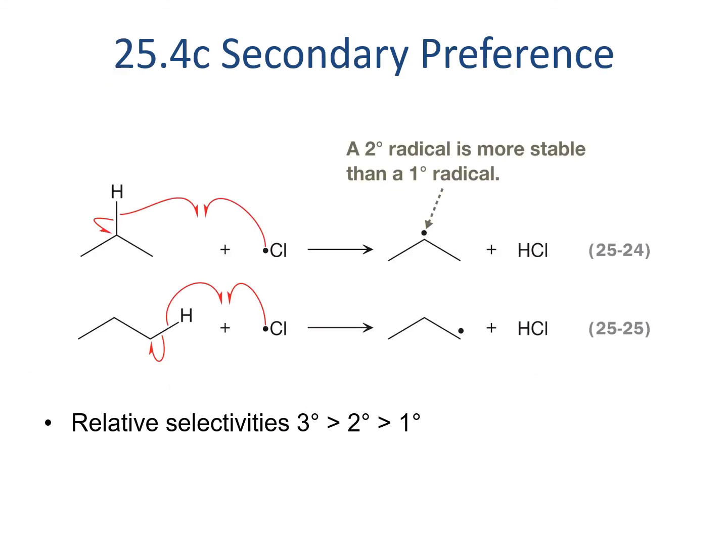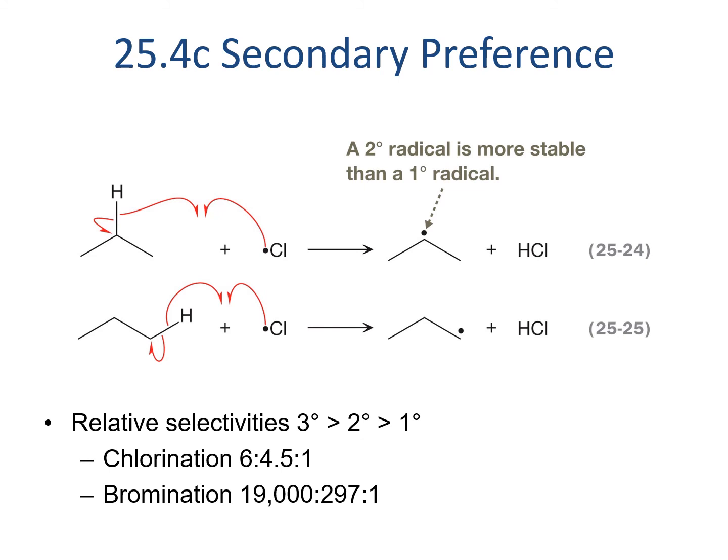In both bromination and chlorination, the radical is still more stable on the secondary carbon, but because the chlorine is more reactive to begin with, the selectivity is not as significant for secondary over primary. For reference, the relative selectivity for chlorination of tertiary to secondary to primary is 6 to 4.5 to 1. In contrast, bromination is selective at a 19,000 to around 300 to 1 ratio.